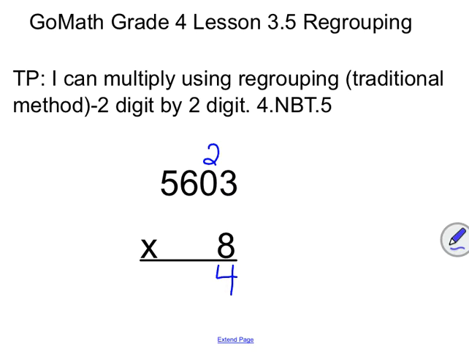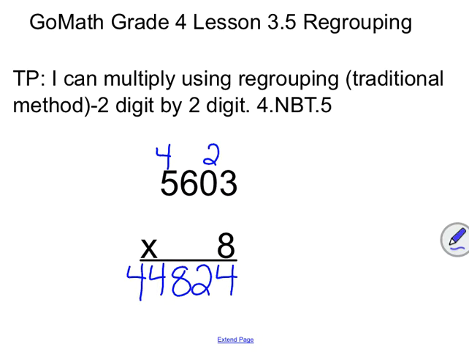Next, I'm moving on to the tens place. So I'm doing 8 times 0, which is 0. Add in 2 is 2. Now I'm moving on to the hundreds place. So 8 times 6 is 48. Regroup the 4. 8 times 5 is 40. Add 4, it's 44.